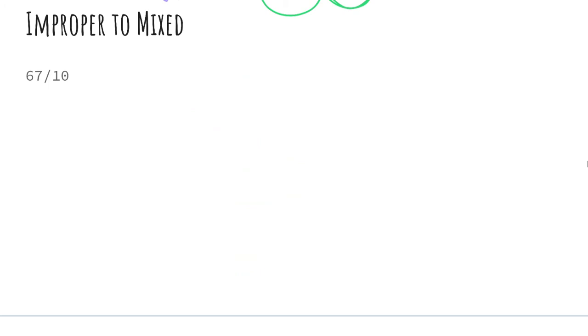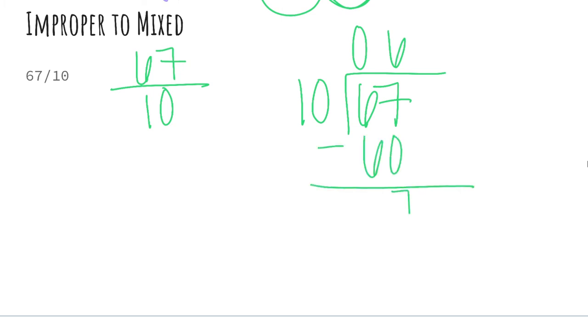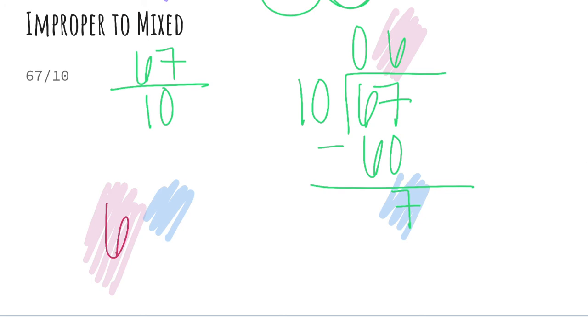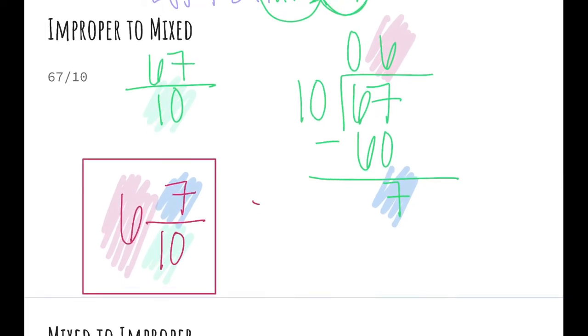Okay, improper to mixed. Remember, improper means that the numerator is greater than the denominator. I can do Nito. 10 does not go into 6, but it does go into 67 6 times. 60, and I get 7. Okay, we're using all these pieces now. So this is my new whole number. The big number is 6. And then 7 is my new numerator. My denominator never changes, it's always going to stay 10. And I cannot simplify 7/10, so that is done. 6 7/10 is my mixed number.